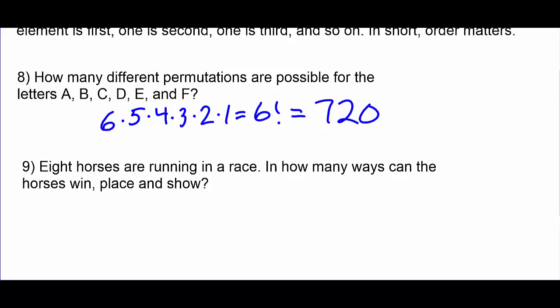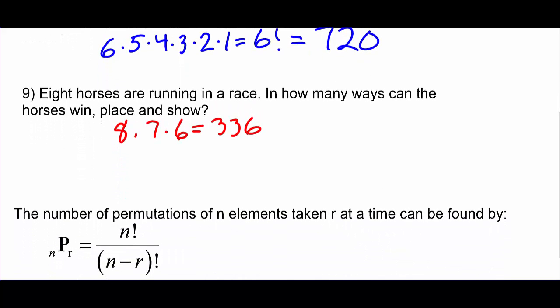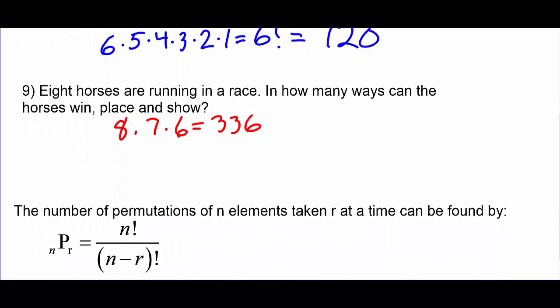How many different ways could you organize those 6 letters? Now on number 9, we have 8 horses running, but we're only considering win, place, and show. That's first, second, and third place for you non-gamblers. So we would have 8 possible winners. Once we have a winner, we only have 7 options left for second place and 6 options left for third place. That gives us 336 permutations.